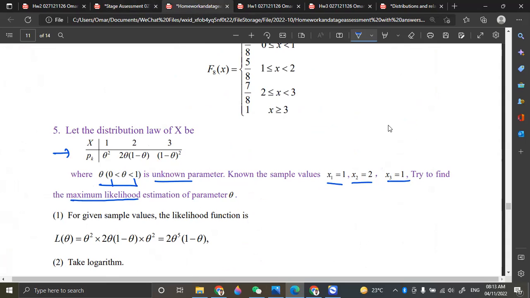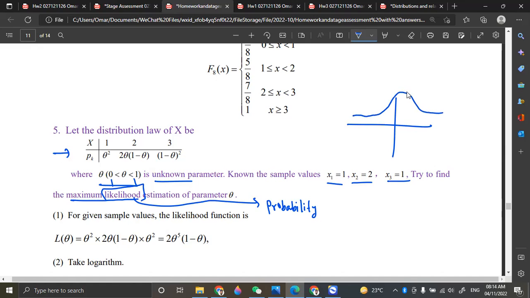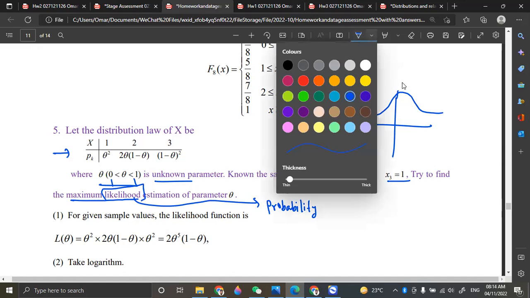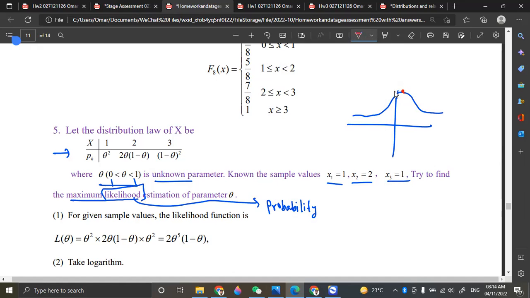So what does it mean? Let's say likelihood means probability, okay? Likelihood is a similar concept to probability. There is some difference, but they're similar, so you can think of it as a probability. So maximum likelihood means where is the top of this graph? Let's say if we have a distribution this way, our top point is right here, and it will be the maximum likelihood.